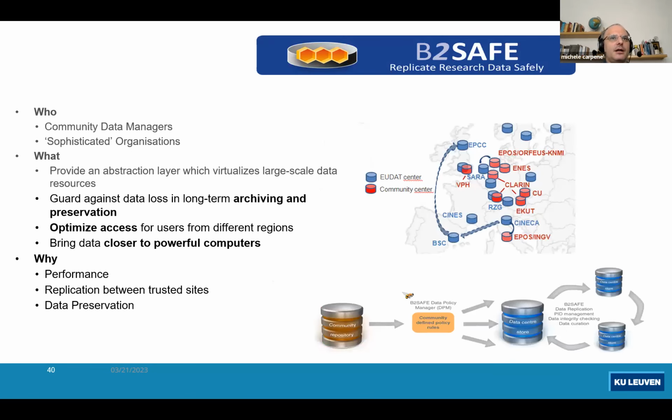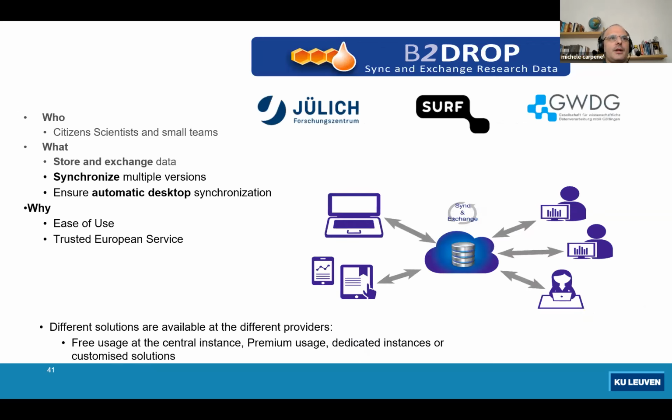B2Safe, as I already anticipated, provides PID registration and collection replication and an abstraction layer, which virtualizes large-scale data resources, optimizes access for users from different regions, and brings data closer to powerful computers. B2Safe interacts with B2Handle and with the other iRODS services, and actually is actively maintained and installed also in Cineca here in Italy for providing replication of data between trusted sites and providing data preservation functionality.